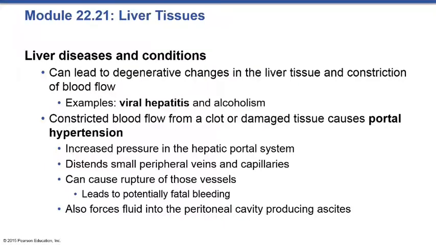Now, if the liver is damaged, there are a lot of problems because the liver does so many important things. So if there's any kind of damage to the liver itself, or constriction of blood flow to the liver, this can lead to some serious problems. Examples: viral hepatitis, a virus that causes a disease and inflammation of the liver, starts to break down the flow and the interaction and the detoxification properties of the liver. Alcoholism also can lead to some significant changes and damage to the liver.